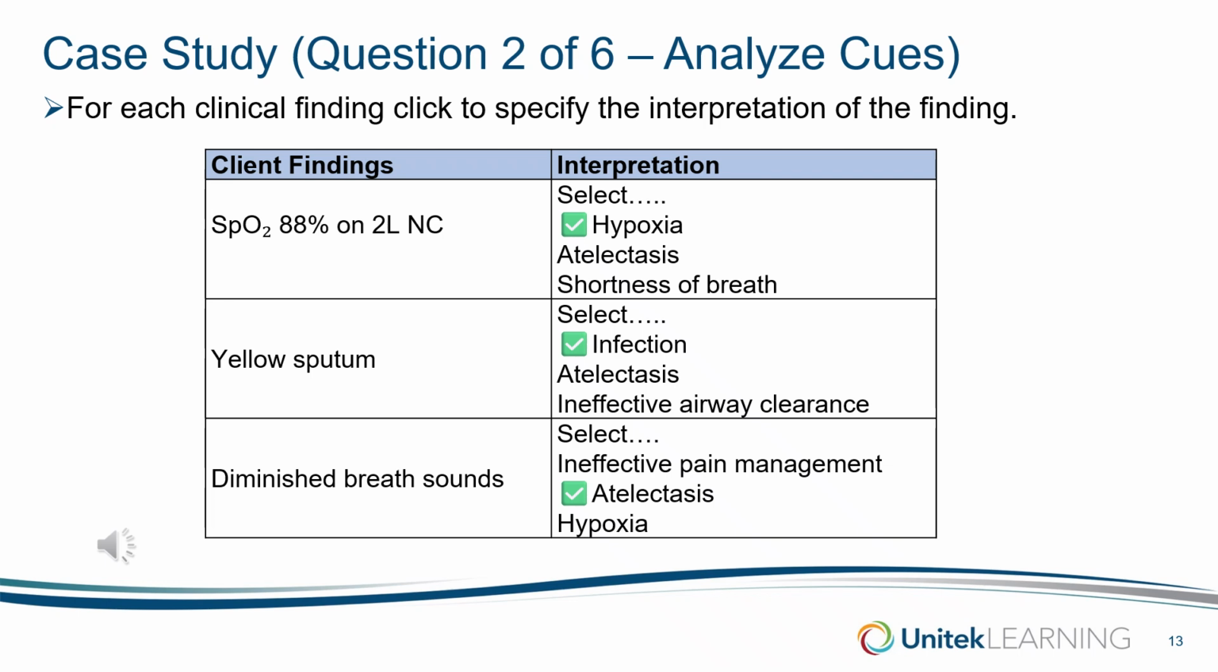Next, we look at the yellow sputum. Again, yellow sputum does not indicate atelectasis. That would be identified on a chest X-ray. Yellow sputum also does not indicate ineffective airway clearance. It actually indicates that our client is having good airway clearance. Therefore, yellow sputum can indicate infection.